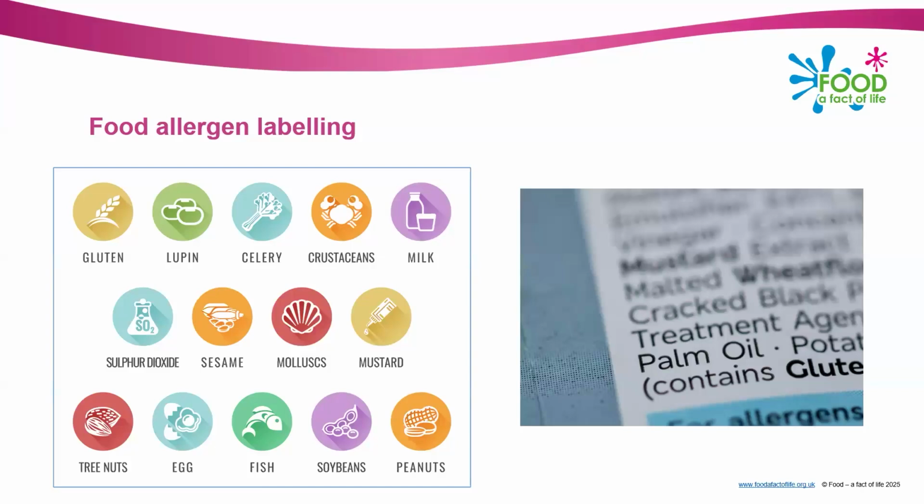On labels, you may also have may contain labelling. This is where something is not actually an ingredient in the product, but it may be produced in a factory that deals with nuts or wheat, for example, so that it can't be guaranteed free of that ingredient. Okay, next slide, please.